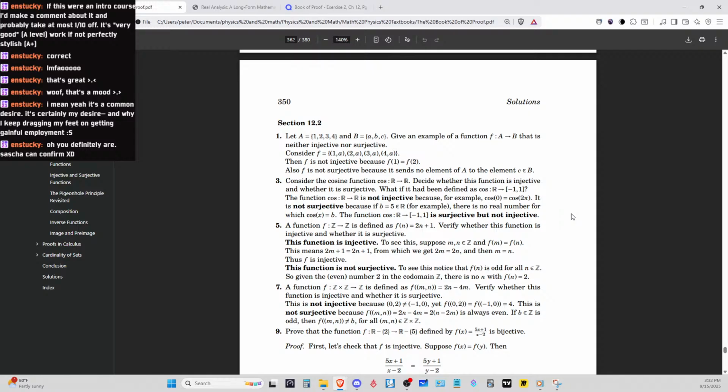Oh. It's not injective, so. Oh, we got that totally wrong. I guess I had to think of counterexamples for that.